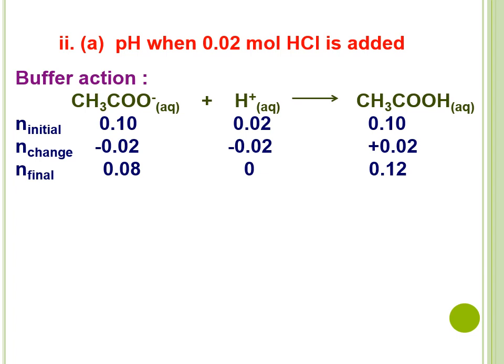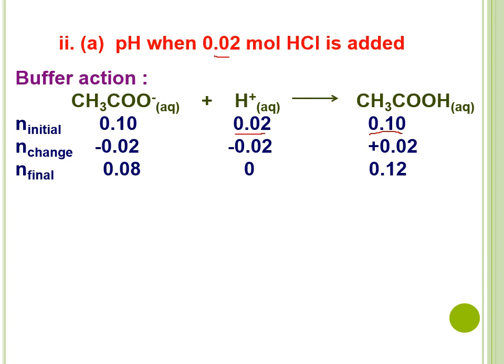Now, what happens to the pH when we add a certain amount of acid? In this case, we add 0.02 moles of HCl. Firstly, we write down the equation. Acetate ion plus hydrogen ion become acid. So the number of moles initially is 0.1. We are actually given the values in the question, 0.1. And then H plus is 0.02. This is given in the question. 0.1 is the concentration of acid, also given in the question.